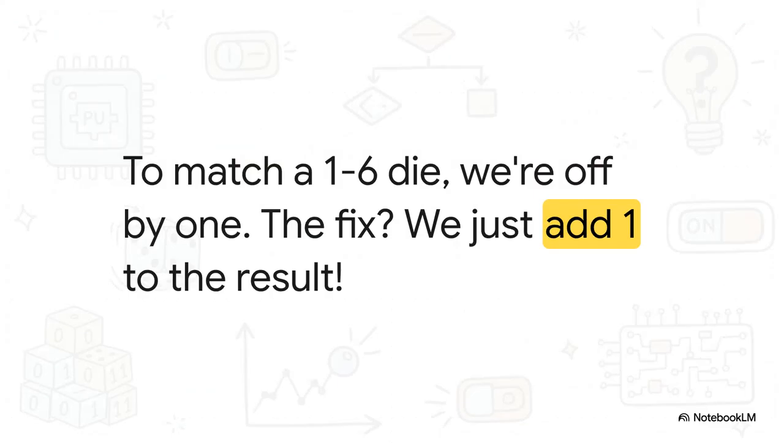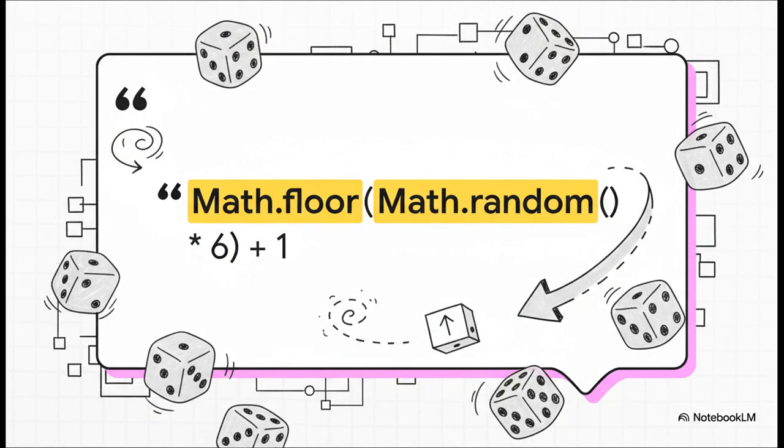It's actually the simplest thing you can imagine. To get our numbers from the 0 to 5 range into the 1 to 6 range, we just add 1. That's it. And there you have it. This one line of code is the whole magic trick. This is a perfect simulation of a 6-sided die.